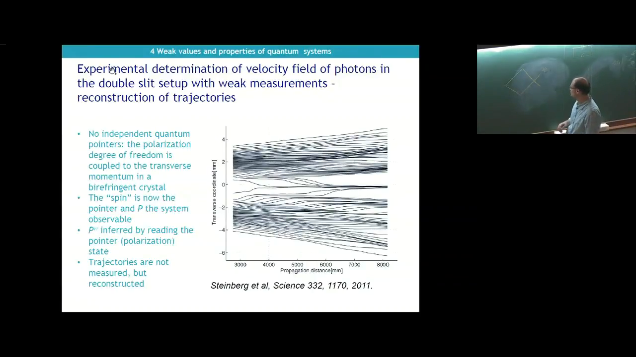Now, if you make weak measurements of the momentum and not of the position, then you will have a velocity field like this. And if you reconstruct trajectories from the mean velocity field, then you will see, of course, since here it goes to 0, the trajectories go this way.